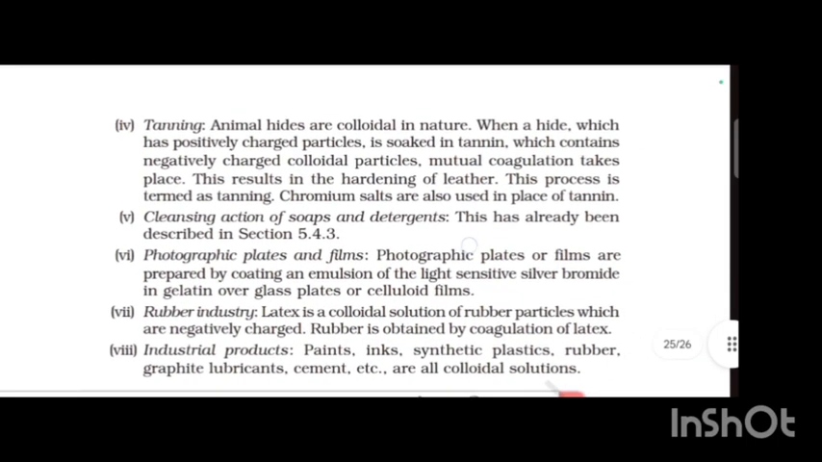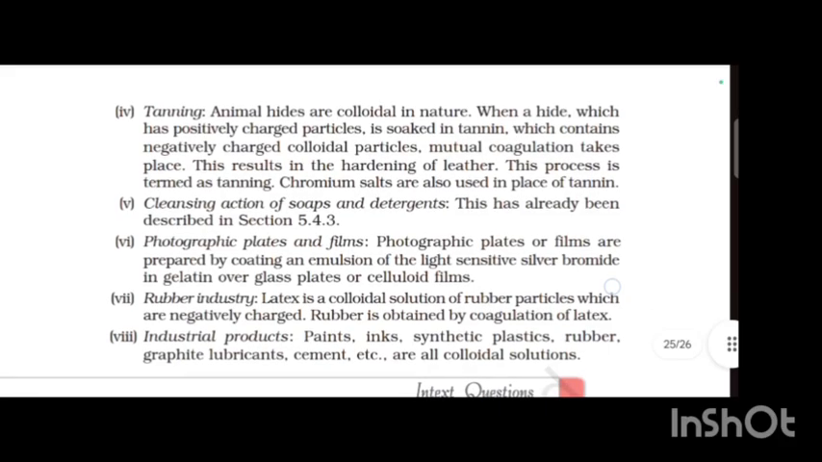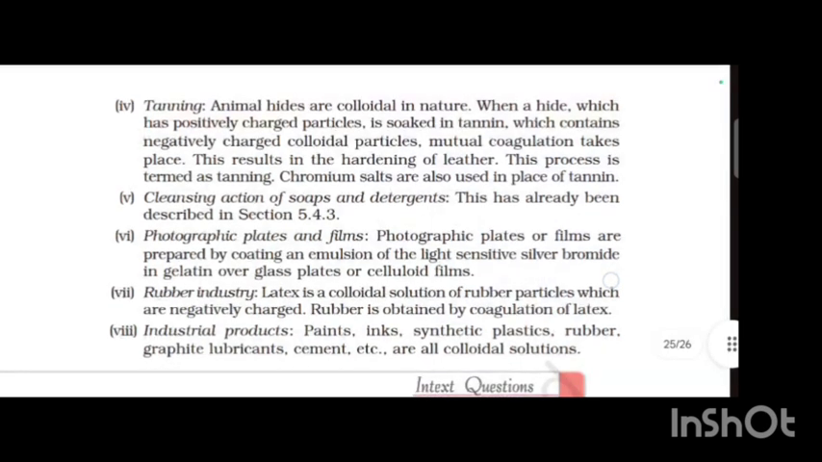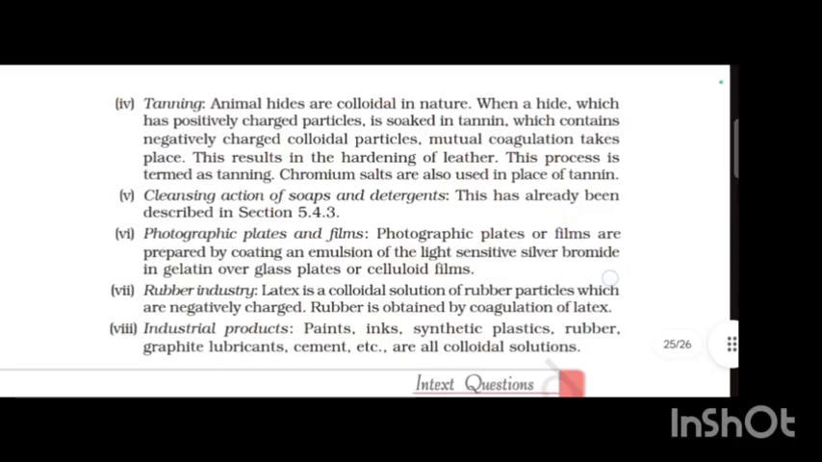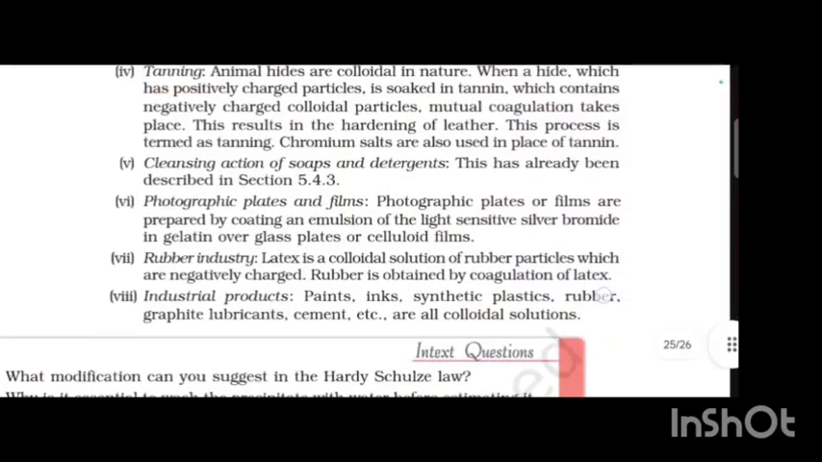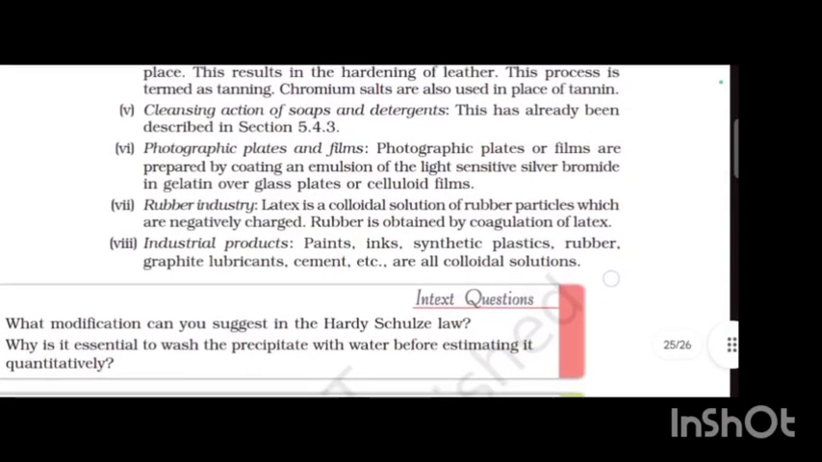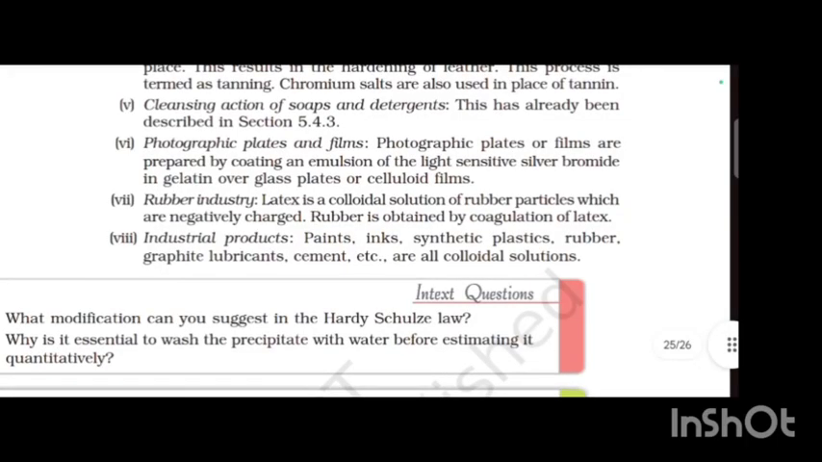Fourth, tanning. Animal hides are colloidal in nature. When a hide, which has positively charged particles, is soaked in tannin, which contains negatively charged colloidal particles, mutual coagulation takes place. This results in hardening of leather. This process is termed as tanning. Chromium salts are also used in place of tannin. Fifth, cleansing action of soaps and detergents. This has already been described in section 5.4.3.